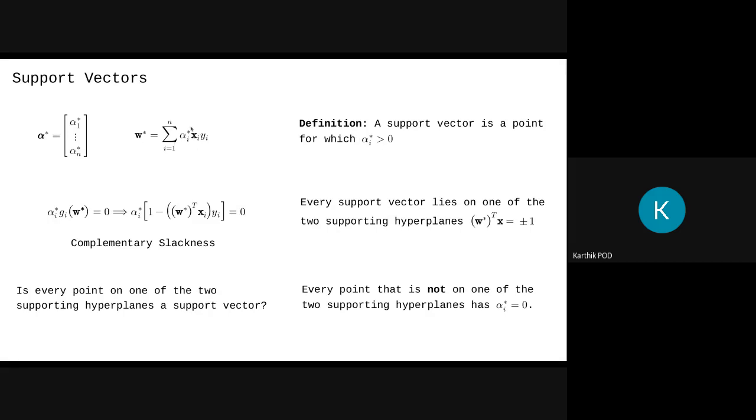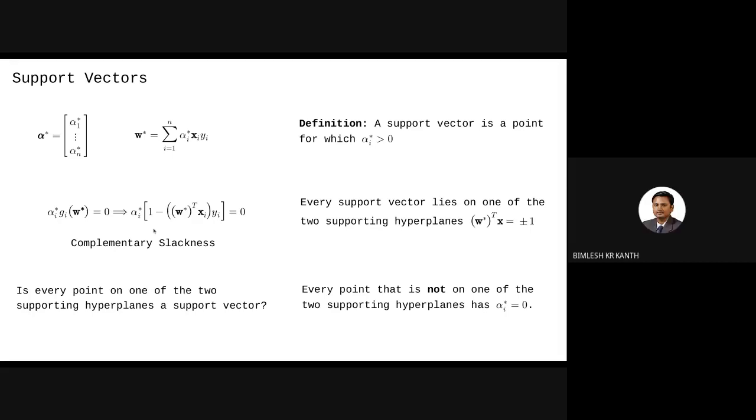This is a summation over all these data points. If alpha i star is 0, then they don't contribute, even though the product W transpose x y is equal to 1. Even if W transpose x y equals 1, what contributes to my W star is those for which alpha is greater than 0. Sir, alpha star equal to 0 means your optimal W is 0? No, I'm not saying every alpha i star is 0. I'm saying that there could be a situation where, for some point, alpha i star equals 0 and that point lies on the supporting hyperplane.